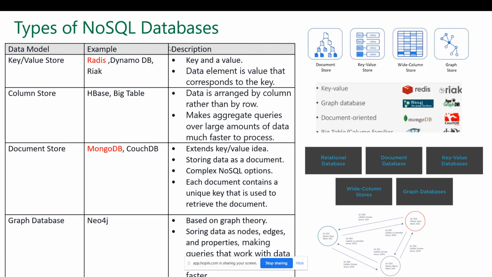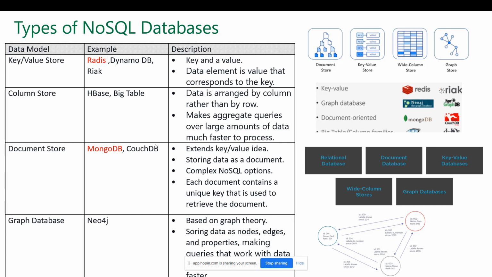These are the types of NoSQL database. They're very important. We have key value store. Key value stores are, for example, DynamoDB and Riak. They usually use a key and a value. You can see it here. The data element is the value that corresponds to the key. Column store: column store data is stored in columns. Why in columns? Because in columns, we can do aggregate queries in a more effective way. So it can run aggregate queries over a large amount of data very, very fast, like column store indexes in SQL Server. HBase and Bigtable are column store databases.